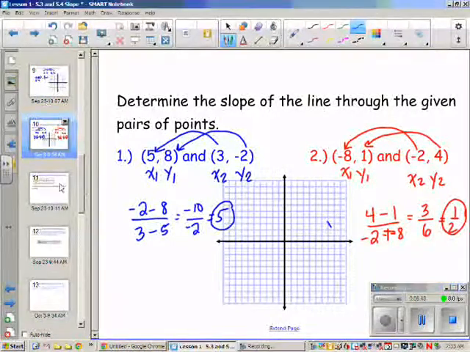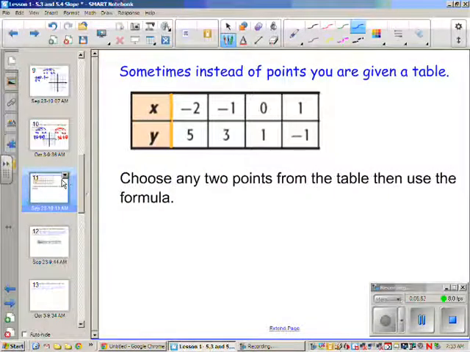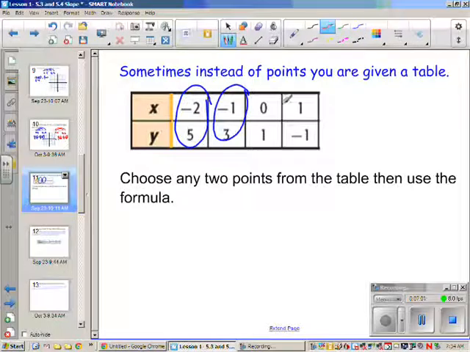Now this example, the next one, is not on your notes. You don't need to write it down. But sometimes in your homework you're going to be given a table. You can choose any 2 points you want. So you could choose these two and these two, or you could choose this one and this one if you wanted to. It doesn't matter. And then write them as an ordered pair.